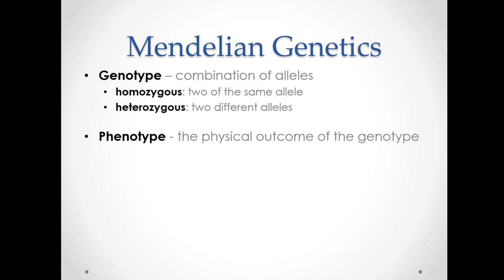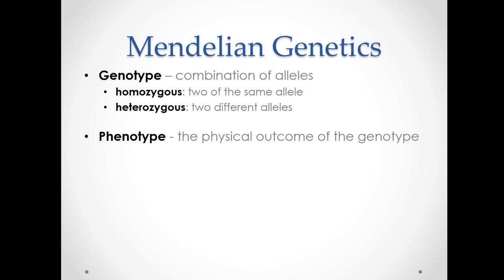And if you have two of the same allele, if your alleles are identical to each other, we say that you are homozygous for the trait. If you have two different alleles, we say you are heterozygous for this trait. So homo meaning same, hetero meaning different. That's a good way to keep that straight. So homozygous, you have two of the same. Heterozygous, you have two different.